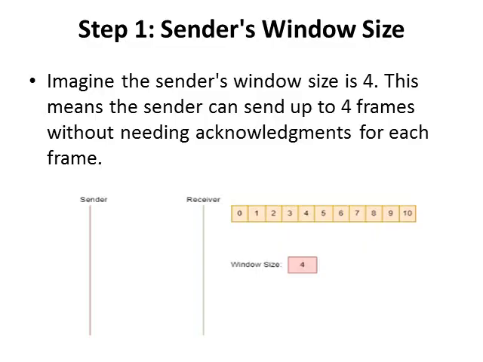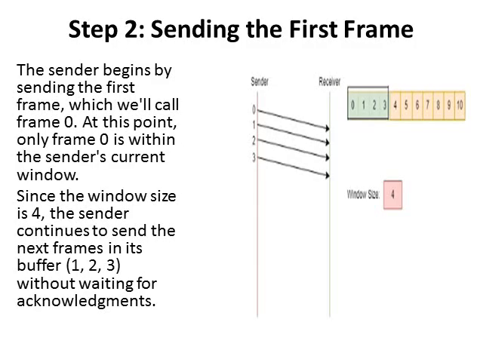Here is an example of how the Go-Back-N protocol works. We can imagine that the sender window size is 4. This means that the sender can send up to 4 frames without needing acknowledgement for each frame. Here, as the window size is 4, the sender can send frames 0, 1, 2, 3 at a time without receiving any acknowledgement.